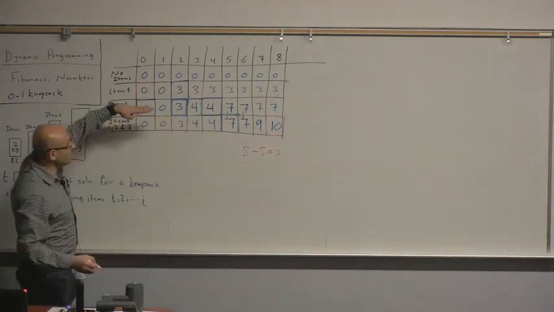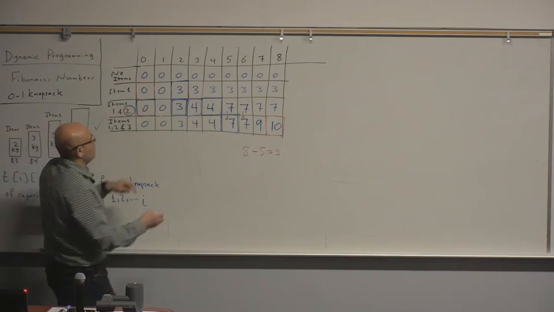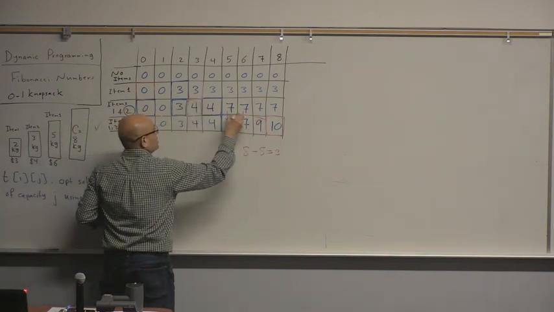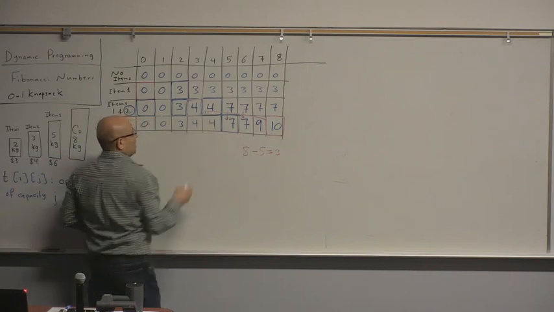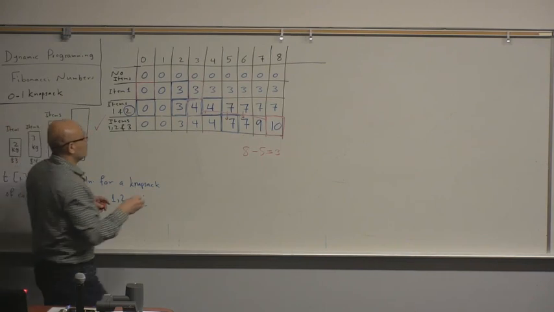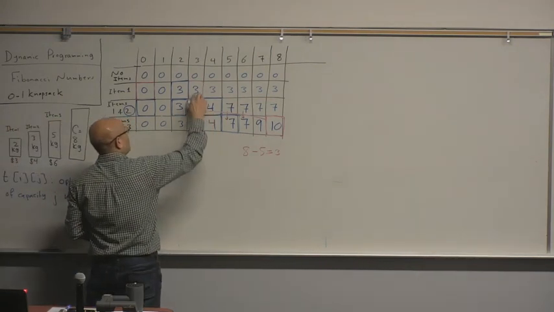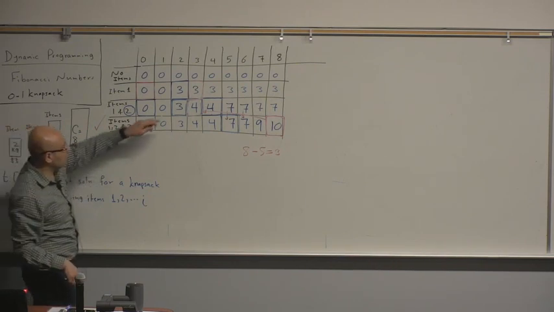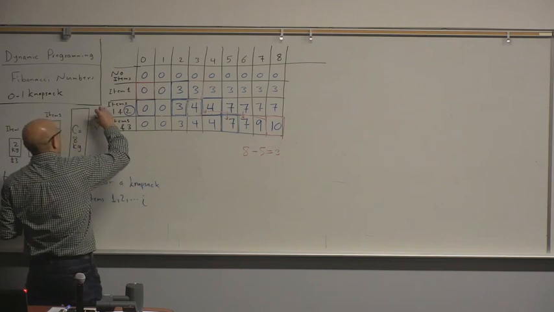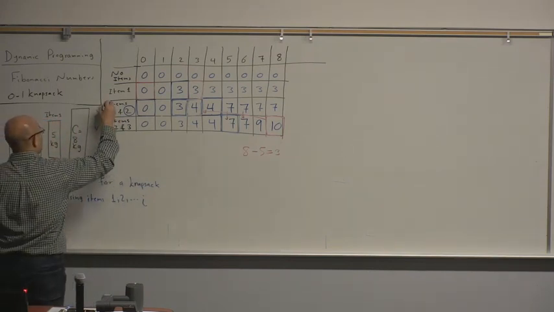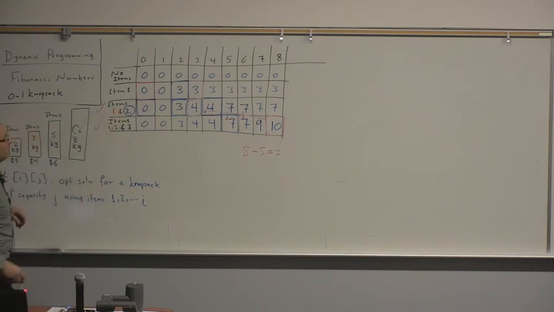So I go to the previous row and column 3, which is this. So now I go to this. Now I do the same thing. Did I take item 2 or not? I compare it with the previous row. And this tells me that the values are different, so I have taken item 2. Okay? So item 2 has been taken.